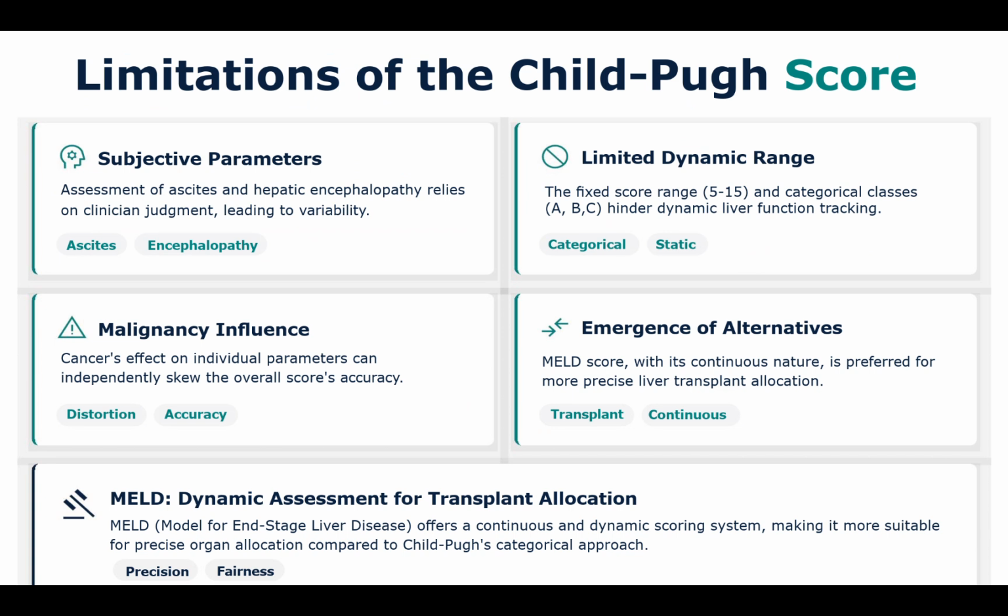Even though it is super useful, the Child-Pugh score isn't perfect. Assessing ascites and encephalopathy can be a bit subjective, meaning different doctors might score them differently. It also has a ceiling effect, which means its limited score range might not fully show all the ups and downs in liver function. And the impact of cancer on specific parameters can also throw off the total score. Because of these things, other scores like the MELD score are often preferred for deciding who gets a liver transplant, especially since the MELD score is more continuous and objective.